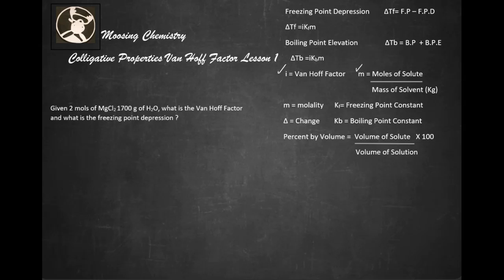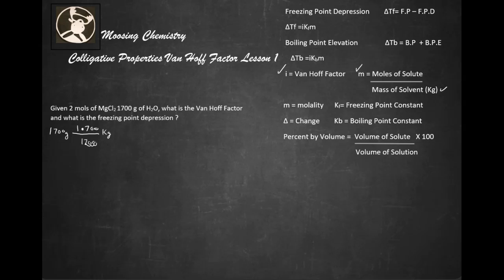So, given 2 moles of MgCl2 and 1,700 grams of water, what is the Van't Hoff factor and what is the freezing point depression? Okay, we could do this problem quite easily. First thing that we want to do is convert 1,700 grams of water into, of course, kilograms, because remember that it is mass of solvent in kilograms, right? So we write down 1,700 here, move the decimal 1, 2, 3 places, and that gives me 1.700 kilograms.